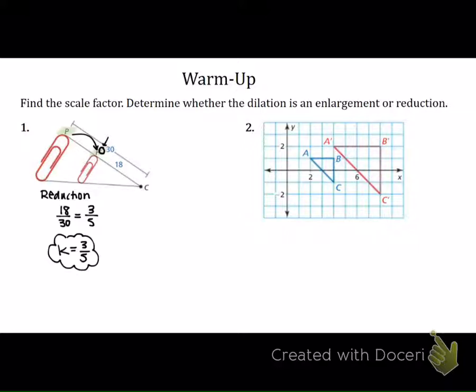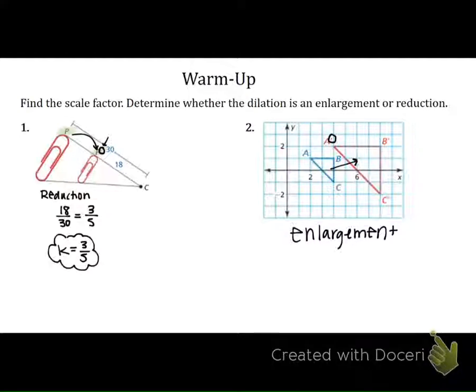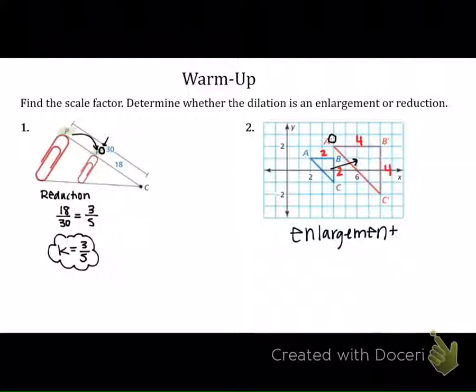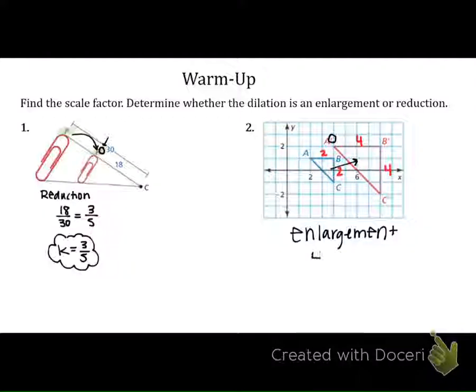So K equals 3/5. So again, we're looking for the primes. So the blue is going to the red. So Abby, is that a reduction or an enlargement? So I have some horizontal sides. So I can count the number of squares that they have, some horizontal and vertical sides there. So if I were to do my ratio for this one, Harmony, what would it be if it's going to be an enlargement? 4 over 2, which is just 2. So your scale factor for this one is 2.